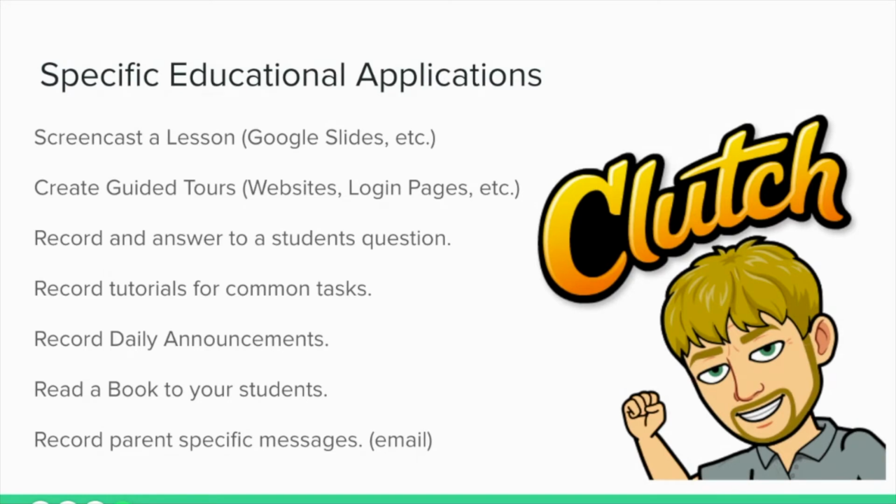And then the last one, just another example here, is record a parent-specific message. So if you need to get something out to parents that is necessarily not information for the kids to see potentially, but something that you need to get to the parents about whatever's going on, you could totally record a message in Loom, get that link, put it in an email, push that out to your parents using whatever mass email service you have to contact all of your parents, and very, very quick and easy, get something specific sent out to them that they need to have. So there's just a few specific educational applications for something like this.